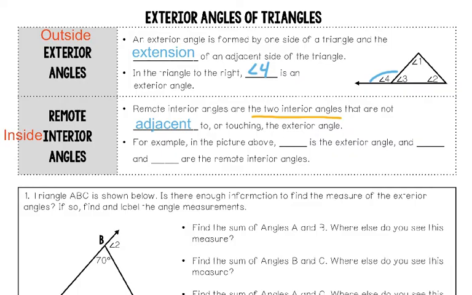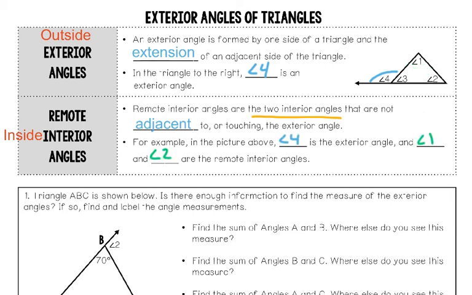Remote interior angles are the two interior angles that are not adjacent or touching the exterior angle. So in this picture up here, the ones that are not touching or adjacent to angle 4 are 1 and 2. 1 and 2 are not touching that outside exterior angle. That means they are remote interior angles.